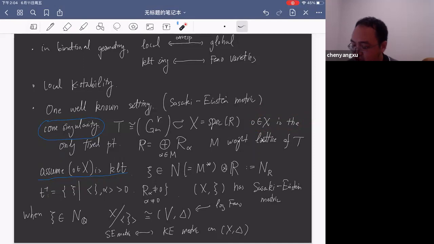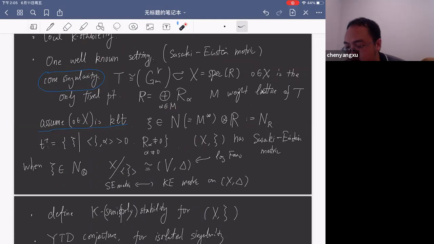Because T acts on this ring, we can naturally decompose it into weight spaces, R = ⊕ R_α. Here α is some weight. The fact that there is only one fixed point, assuming everything is normal, basically means that R_0 is isomorphic to the base field k. So we always have R_0 isomorphic to k out of this assumption. Now we add an extra assumption that the singularity is not just a torus-acting singularity but a klt singularity. Now we pick a second datum, which is some vector ξ in the real co-weight lattice, N_R. For any element here, we call it a vector.